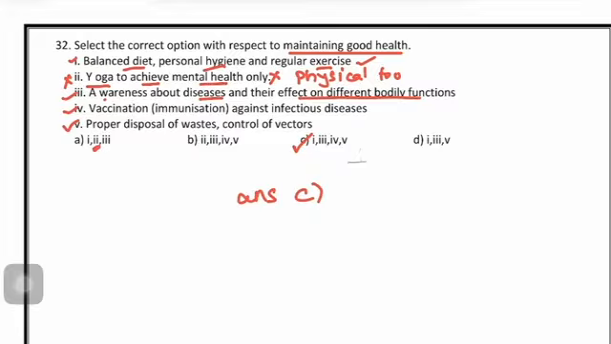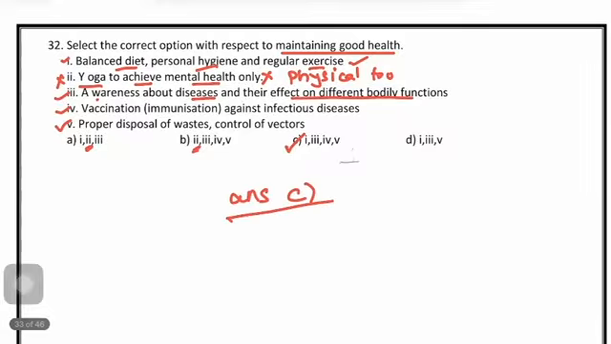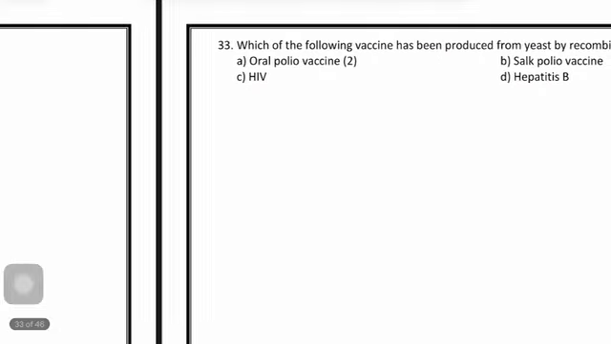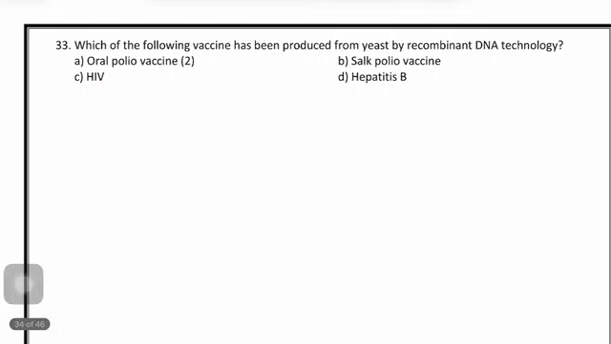1 is wrong because 2 is wrong. Here also 2 is there. And here option D, 1, 3, 4 is missing. So answer is option C. Coming to 33rd question. Which of the following vaccine has been produced from yeast by recombinant DNA technology? The answer is hepatitis B, directly NCERT Health and Disease chapter concept.